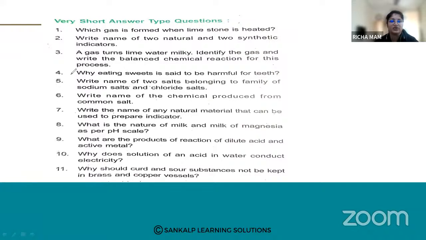Fifth question. Write the names of two salts belonging to the family of sodium salts and chloride salts. So you have to tell two salts, one belonging to sodium salts, another belonging to chloride salts.